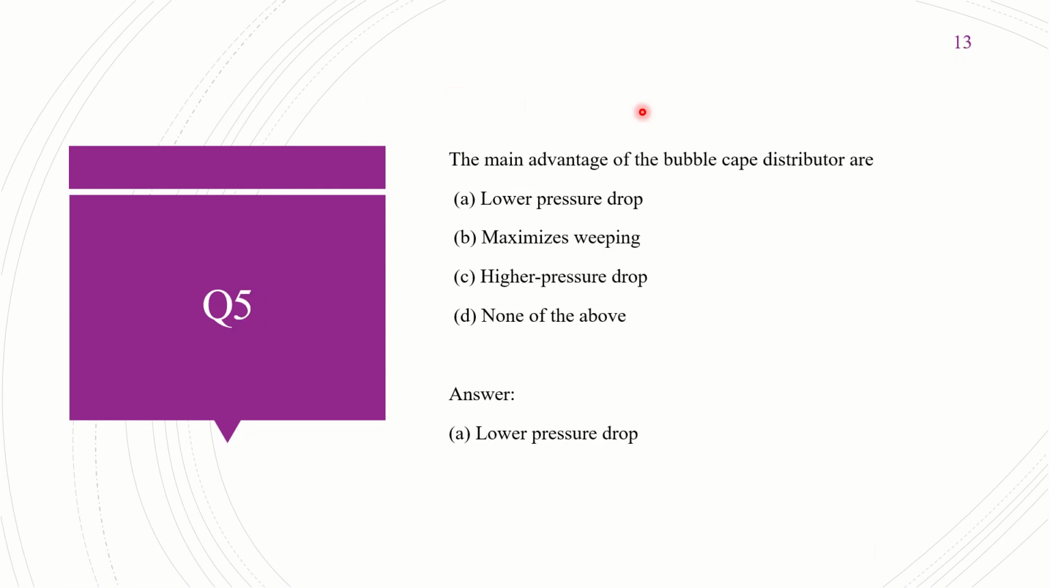The main advantages of the bubble cap distributor are: lower pressure drop, maximizes weeping, higher pressure drop, none of the above. So what happens is that it lowers the pressure drop. Bubble cap distributors lower the pressure drop and they minimize weeping. They do not maximize it.